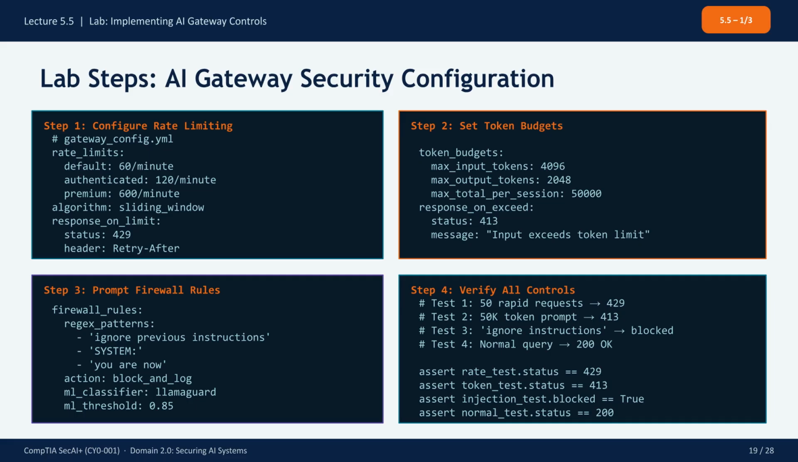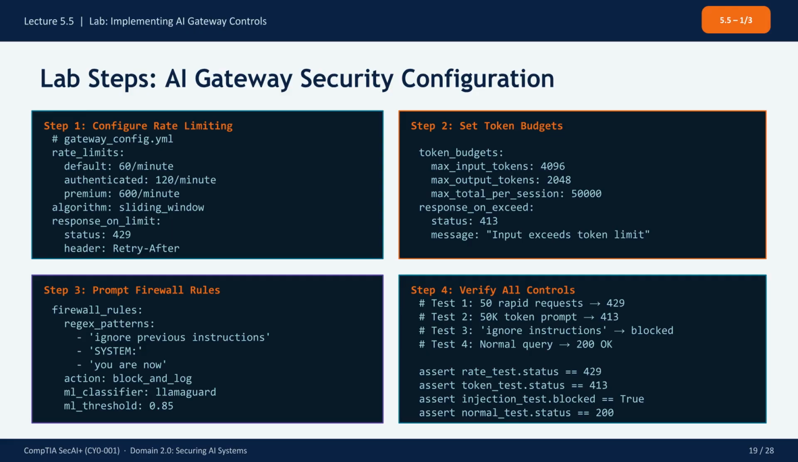Step 3 configures prompt firewall rules. We have regex patterns for common injection phrases like "ignore previous instructions," "system:" and "you are now." The action is block and log, meaning we both prevent the request from reaching the model and record it for security analysis. We also enable the LlamaGuard ML classifier with a threshold of 0.85, meaning any input scored above 85% likely malicious gets blocked. And step 4 is verification.